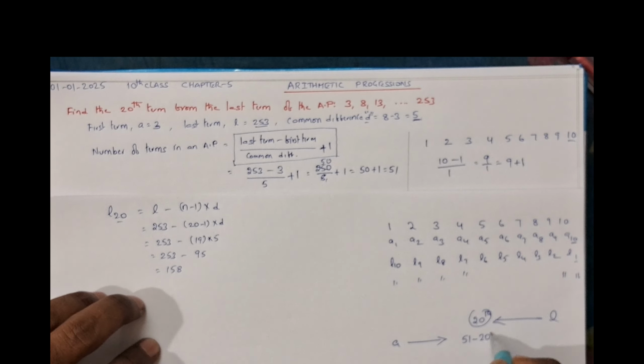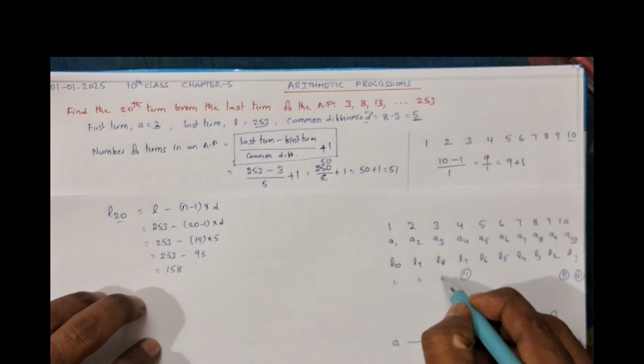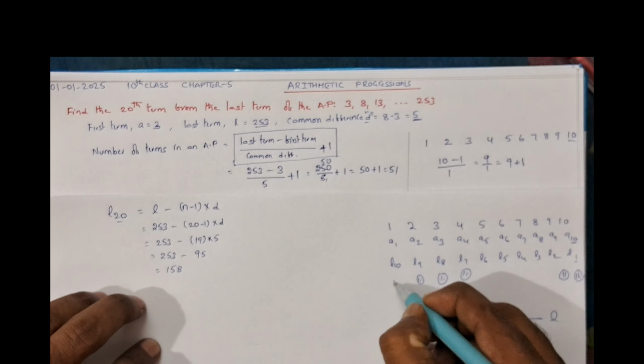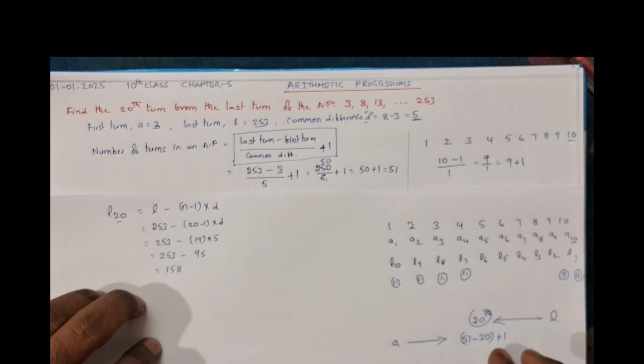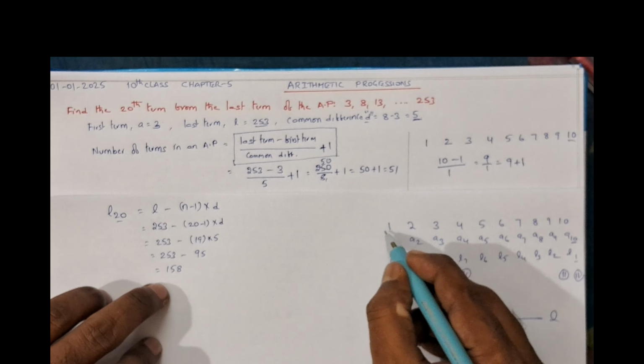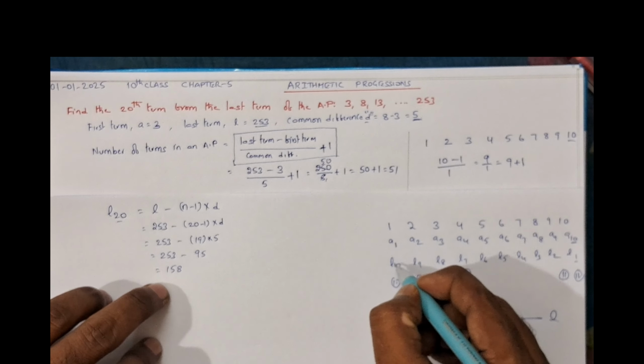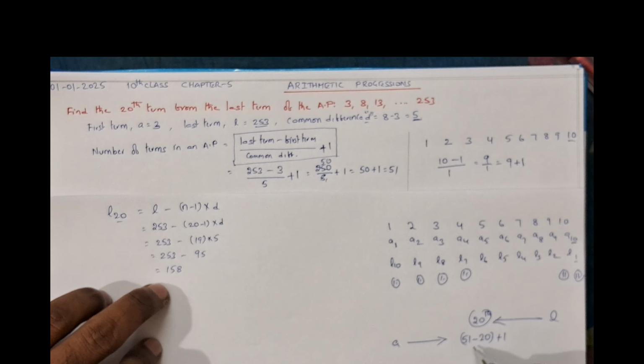51 minus 20 plus 1, because one extra is there. For each and every term there is one extra term. So here 11 is there. Total 10 terms are there. If we add these two, total 11 will come. Here 51 minus 20 is 31 plus 1, that is equal to 32. If we add these two, 20 plus 32, that is equal to 52. So actual terms is 51. So we have to add one more.